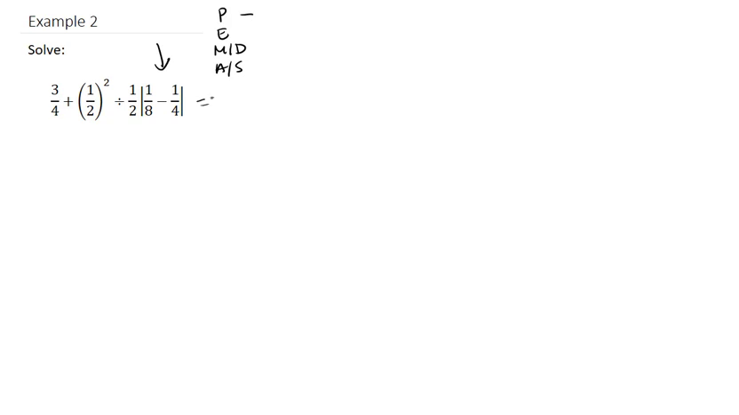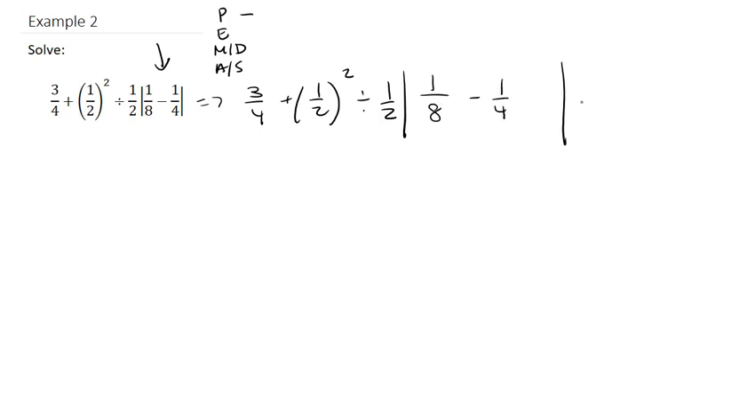So when we go ahead and do that, we're going to rewrite this. So we'll go 3/4 plus 1/2 squared divided by 1/2 times the absolute value of 1/8 minus 1/4. Now, the quickest way to get to the same denominator is just to multiply this 4 by 2. So we're going to multiply the top and bottom by 2. And this will get us to our common denominator of 8. The reason we did this was because our least common denominator between those two, because we can go 4, 8, 12, and then 8 is just 8, 16. So we can see that 8 was our common denominator.